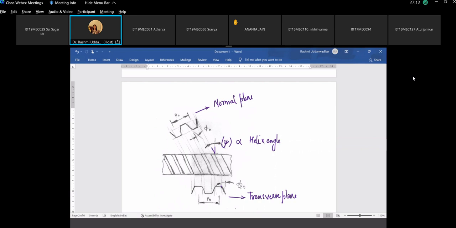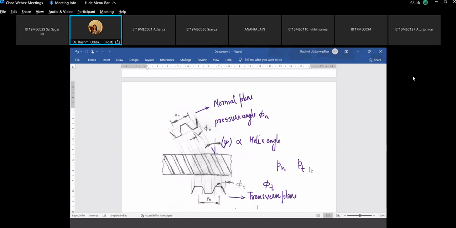Okay, so this is the pressure angle in the transverse plane, and this is the pressure angle phi n in the normal plane or on the normal surface. So this is pressure angle in the normal plane, phi n, and this is in the transverse plane, phi t, where this angle is alpha. So can you now give me a correlation between Pn and Pt in terms of alpha? Quickly. What is the relation between Pn and Pt?